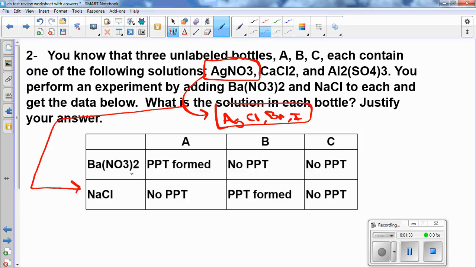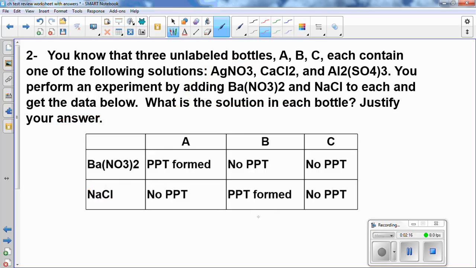If you look here, sodium chloride, when it was added to A, made no precipitate. So we would know that A definitely is not silver nitrate. When it was added to B, it made a precipitate, so it probably is. And when it's added to C, it made no precipitate. All right, so bottle B must be AgNO3 because it's the only one that formed a precipitate with the chloride ion. Remember, in this problem, sodium will have nothing to do with anything because it never forms a precipitate. So really, we're looking at the Cl minus. So we have AgNO3 taken care of so far.